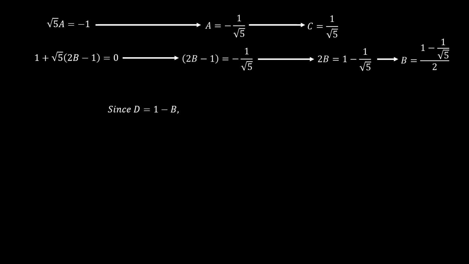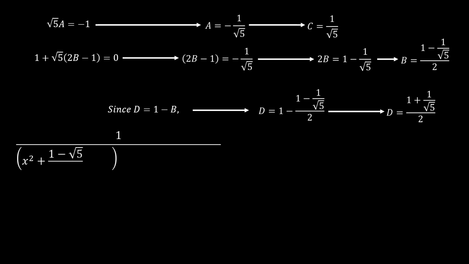Also, since d equals 1 minus b, as we saw previously, that means d is the same as 1 minus 1 minus 1 over root 5 over 2. Make a common denominator for both, so we have 2 here, which makes this 2 minus 1 is 1, and then minus minus we have plus 1 over root 5. So d is the same as 1 plus 1 over root 5, all over 2.